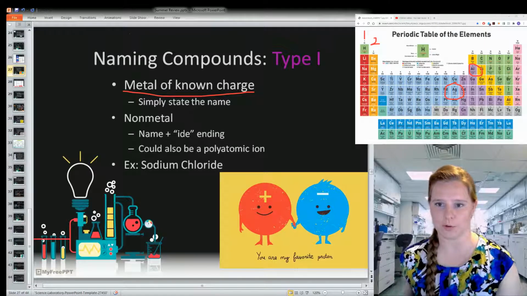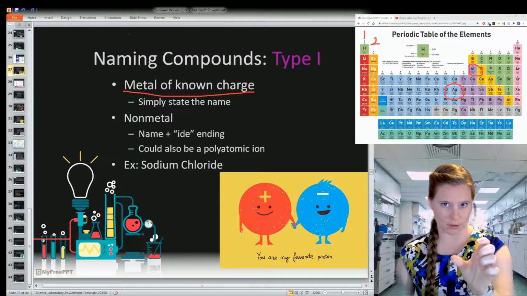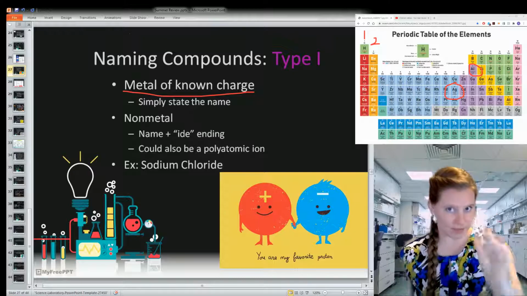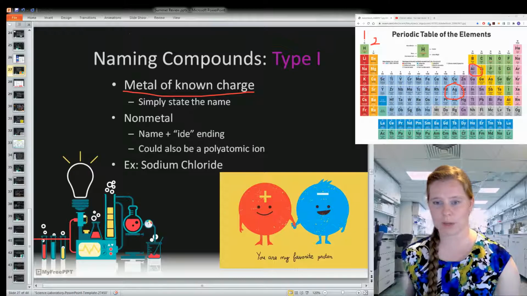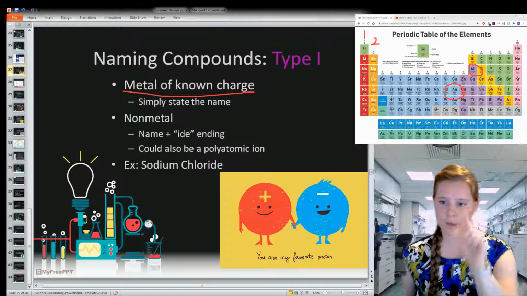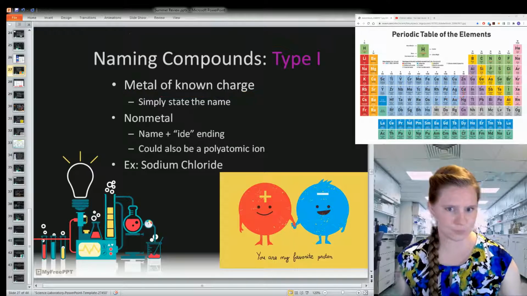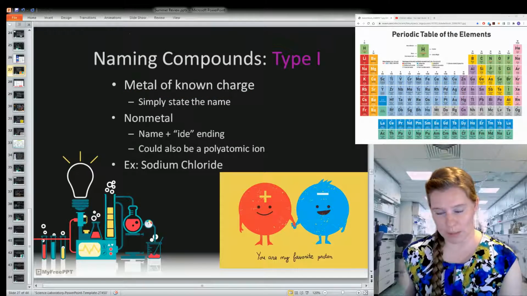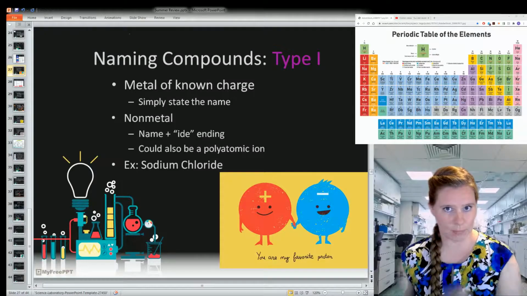I'm just going to leave it those for right now. So if you look at your compound, the first element is a metal, and it's one of those metals I just pointed out that you know the charge of, you have a type 1 compound. So all you got to do to name a type 1 is state the name of that metal.